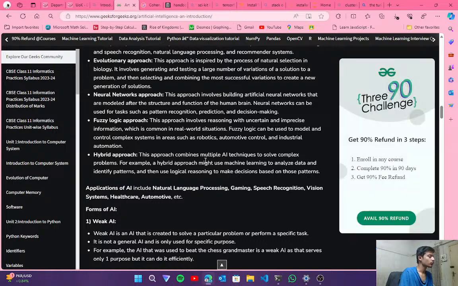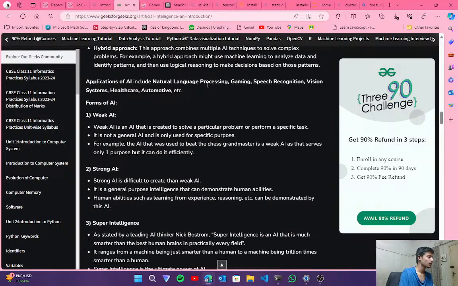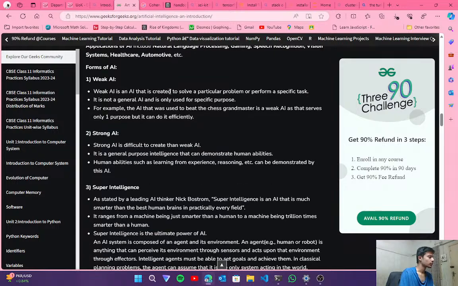Hybrid approach. This approach combines multiple AI techniques to solve complex problems. For example, a hybrid approach might use machine learning to analyze data and identify patterns, and then use logical reasoning to make decisions based on those patterns. Applications of AI include natural language processing, gaming, speech recognition, vision systems, healthcare, automotive, etc.